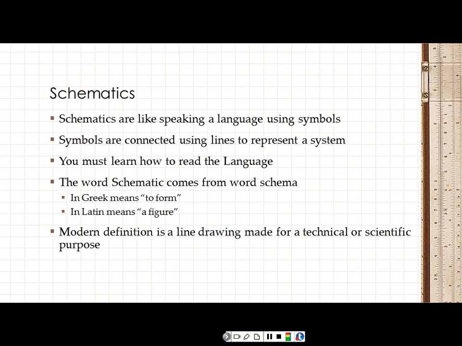Every craft, except maybe artists, freehand raw stuff. But every real technical trade, let's put it that way, every technical trade has symbols so we can write things down and we can put things down on paper.